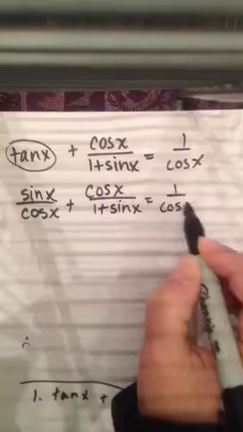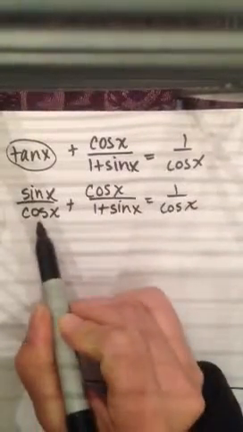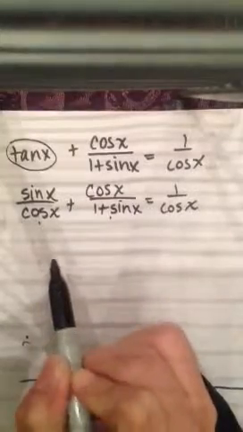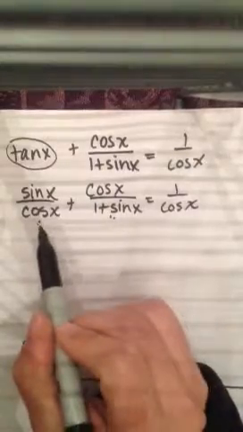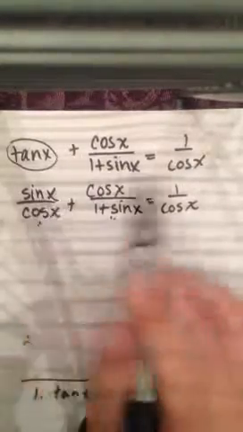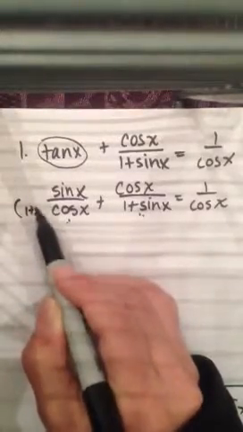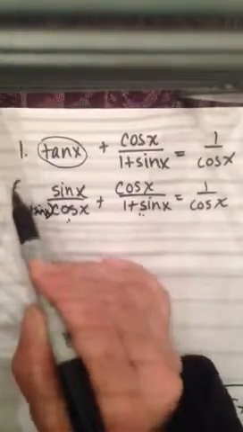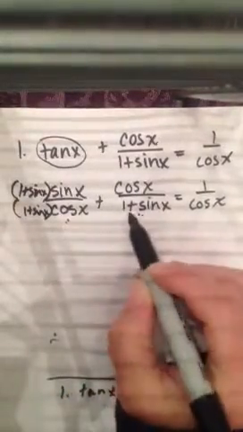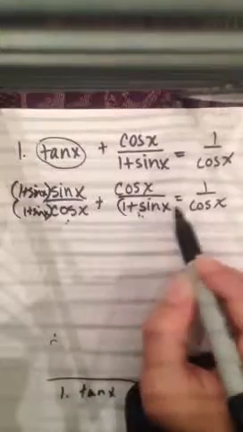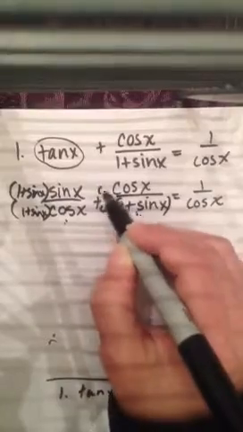Okay, now what you notice is that you need a common denominator. This has cosine, this one doesn't. This one has 1 plus sine x, this one doesn't. So you multiply this by what it doesn't have, which is the 1 plus sine x. So 1 plus sine x. Whatever you do to the bottom, you have to do to the top. Okay, and then on this one, since this one didn't have a cosine x, you need to multiply it by cosine x.